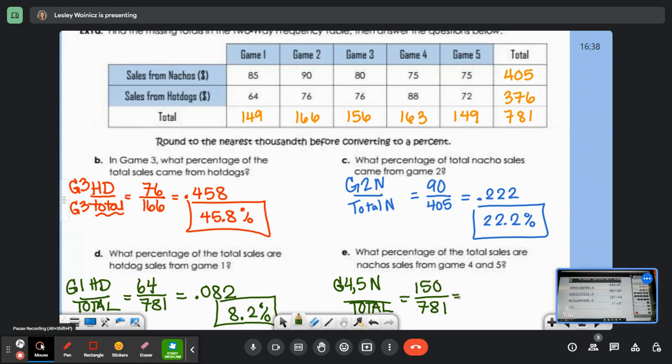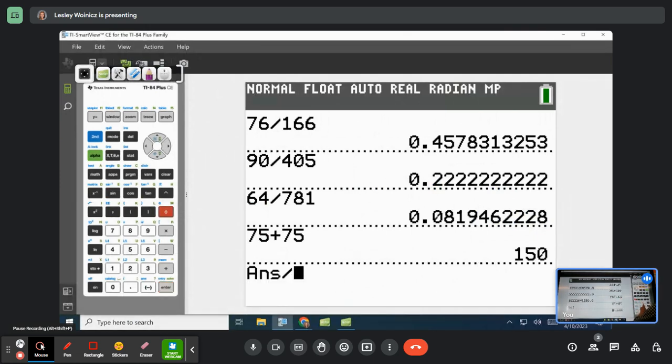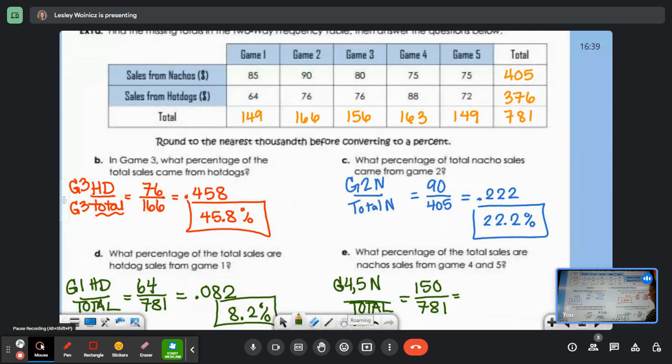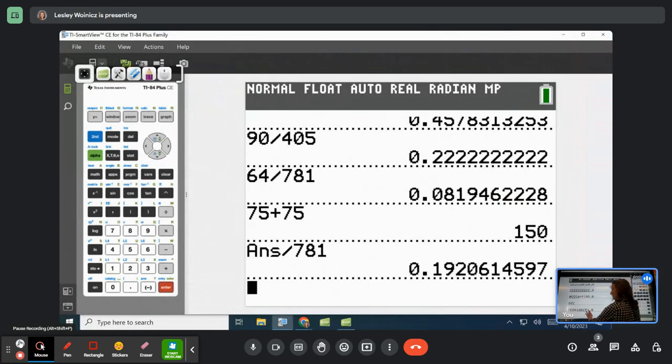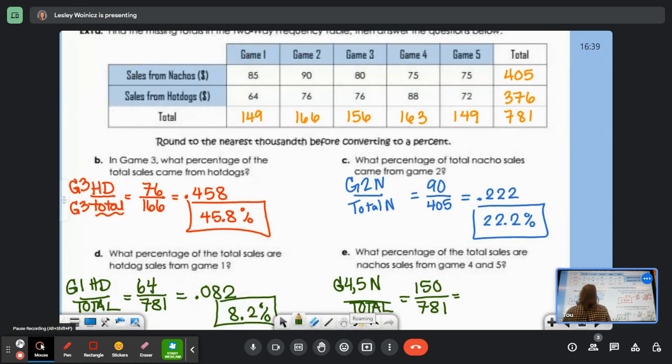Okay. So 150, we can divide that by 781. Is that what it was? 781. Okay, divided by 781, I'm getting 0.192. Moving the decimal point over 2 to the right, I get 19.2%.